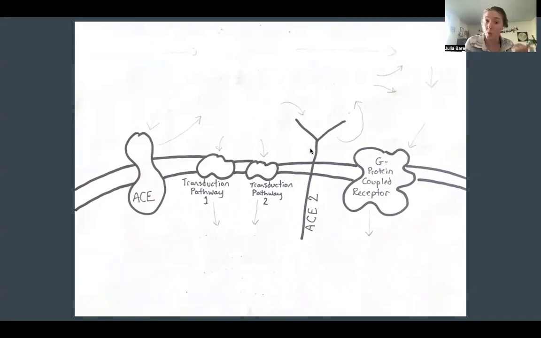We have the ACE2 receptor. This is what COVID-19 is eventually going to bind to. And then we have the G protein coupled receptor, which, if you don't remember G protein coupled receptors, I encourage you to go back to that section on signal transduction pathways and review that pathway.